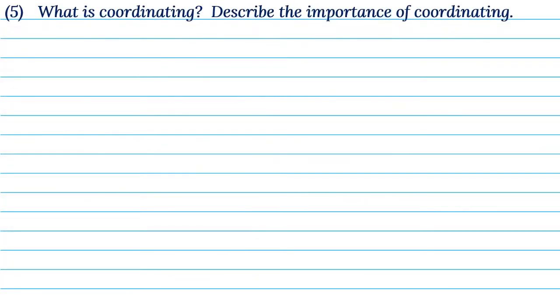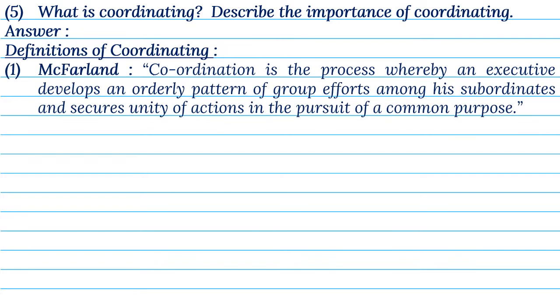5. What is coordinating? Describe the importance of coordinating. Answer. Definitions of coordinating. 1. According to McFarland, coordination is the process whereby an executive develops an orderly pattern of group efforts among his subordinates and secures unity of actions in the pursuit of a common purpose.